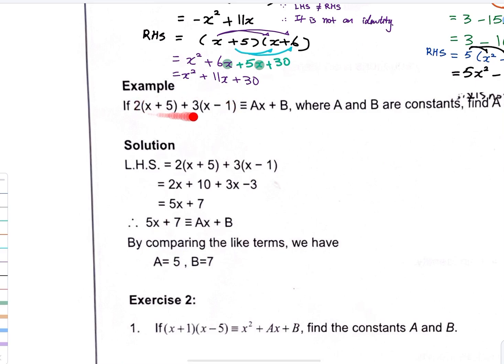So on your left hand side, you have this thing, right? So copy it down and then open up. This goes here, this goes here, this goes here, this goes here. So 2 times x, you have 2x, and then 2 times 5, you have 10. And then 3 times x, you have 3x, and then 3 times -1, you will have -3.